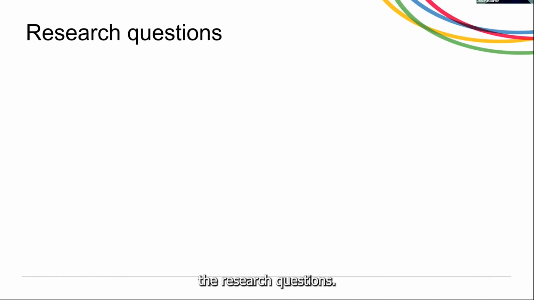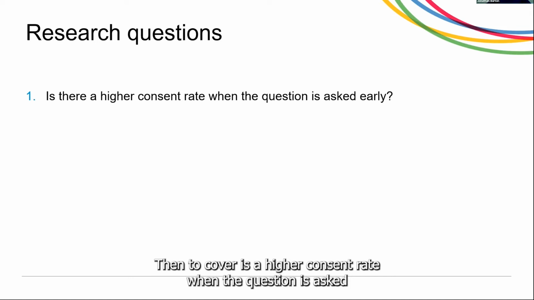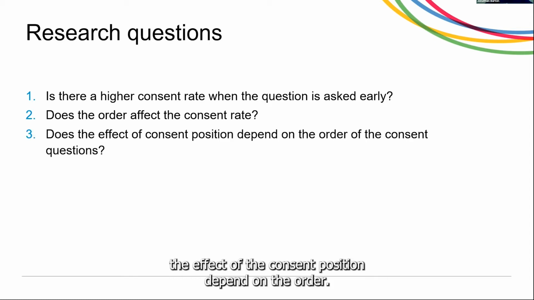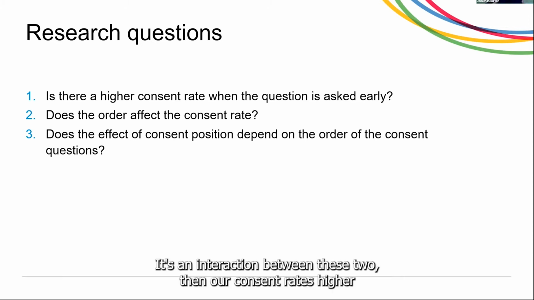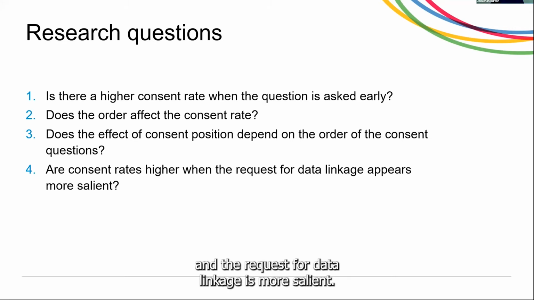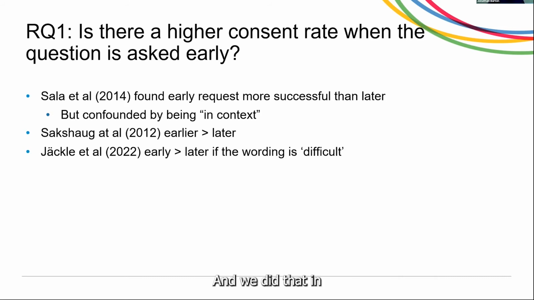So the research questions I'm going to cover are: is there a higher consent rate when the question is asked early? Does the order affect that consent rate? Does the effect of the consent position depend on the order, so is there an interaction between these two? Then, are consent rates higher when the request for data linkage appears more salient? This is something we touched on a bit earlier.